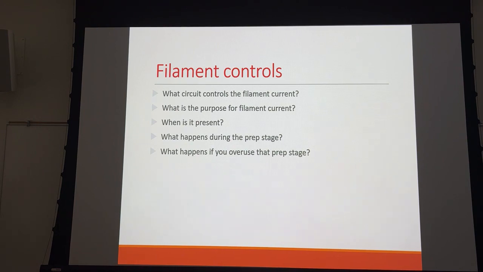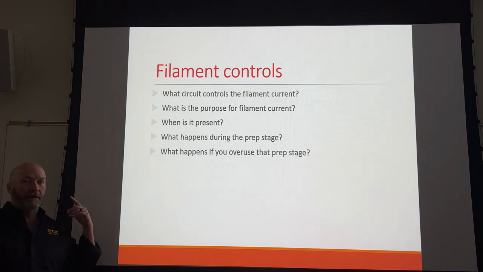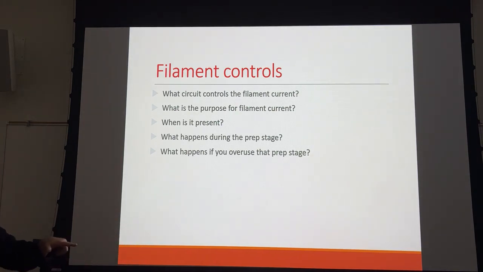So the filament circuit controls the filament current. Low voltage, very low voltage. Filament current just to create your thermionic emissions. It's present all the time, right? We talked about that last semester as well. It's present all the time. The purpose for that is to keep your tube a little bit warm. So we always have filament circuit or filament current. It's just not high enough to get the thermionic emissions until we hit the prep button.